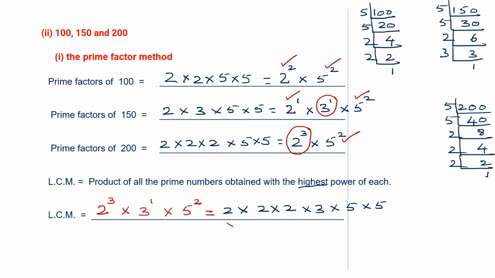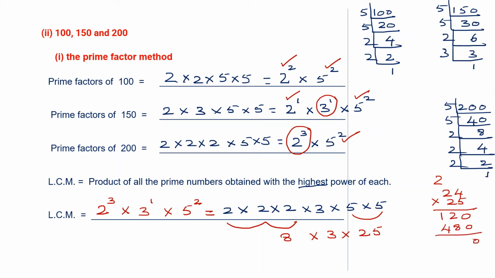Now let's multiply. 2 twos are 4. 4 twos are 8 into 3 into 5 fives are 25. So let's multiply 8 into 3. 8 threes are 24. Now let's multiply 24 into 25. 5 fours are 20, carry 2. 5 twos are 10, 11, 12. 2 fours are 8, 2 twos are 4. Now 8 plus 2 is 10, carry 1, 4, 5, 6.